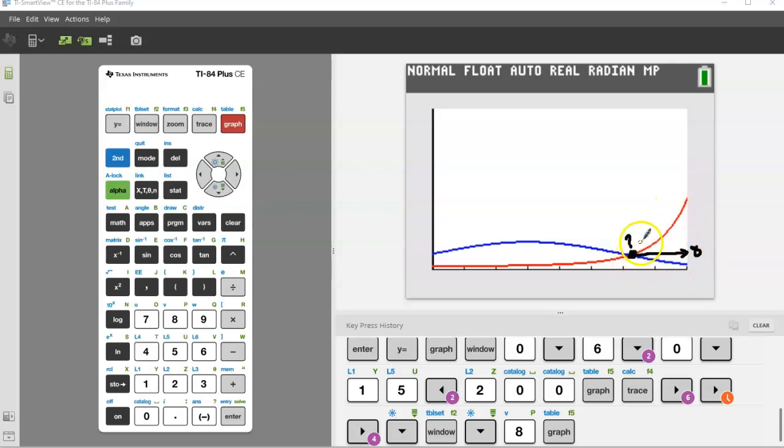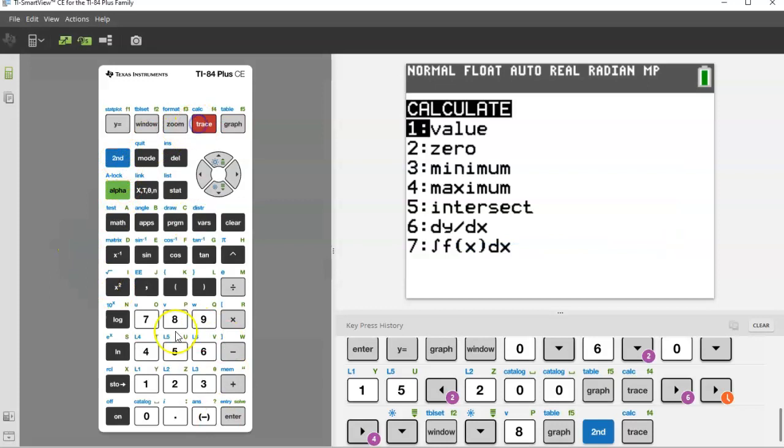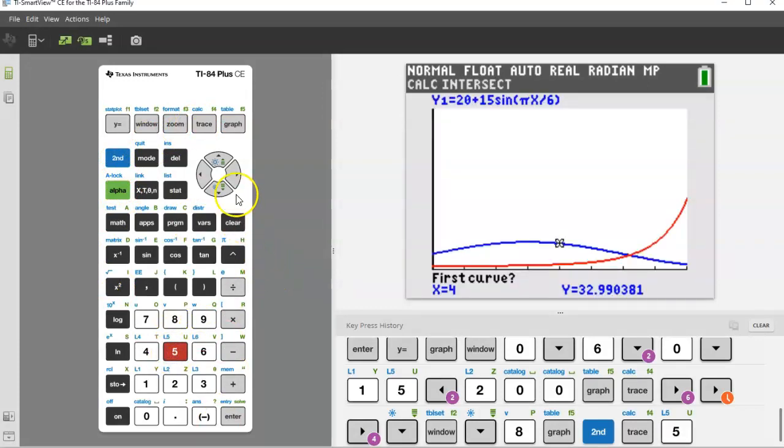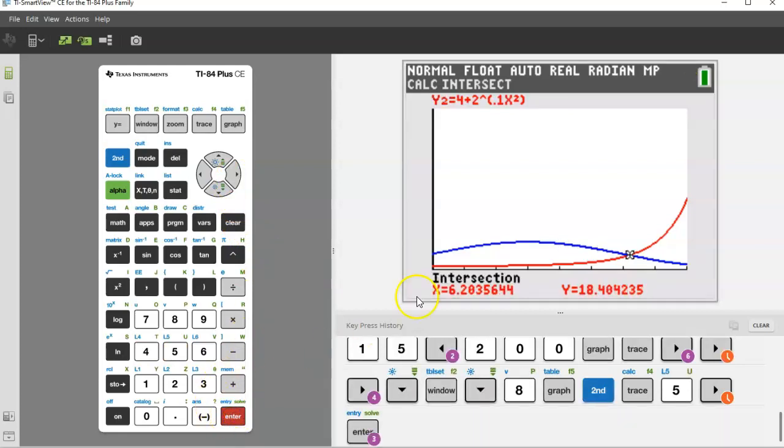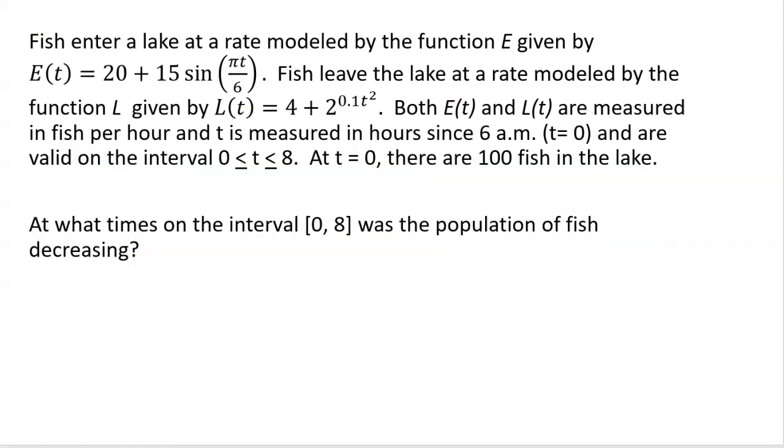Okay, so I need to find out what this point is, and then from there I can write my interval. It's going to go from here to here. That's where E is less than L. So how do we find where they're intersecting? Well, hopefully we know how to do that. You're going to do second Calc 5. You're going to scroll to where they're intersecting, and you're going to push enter 3 times, and it's 6.204.